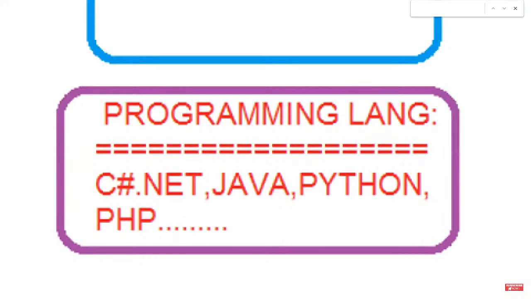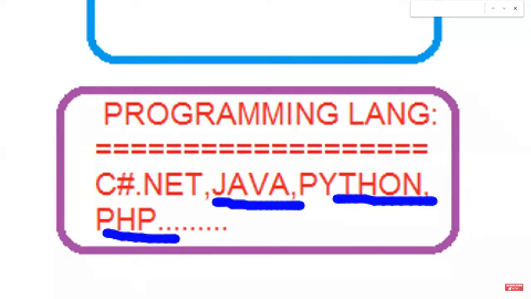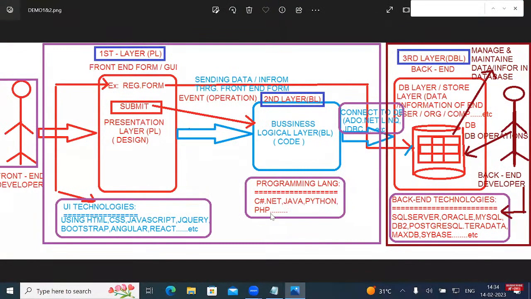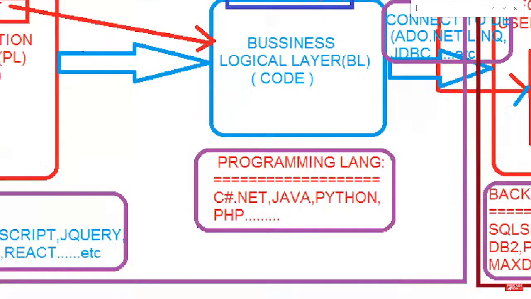Suppose you are a .NET developer, you will be using the C# .NET programming language. Suppose you are a Java programmer, then you should know Java. Suppose you are a Python developer, you know the Python programming language. If you want to be a PHP developer, then you have to know core PHP programming language. So as per your technology, the programming knowledge suitable for that technology is required.